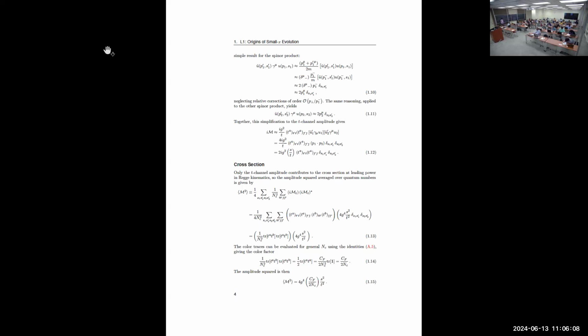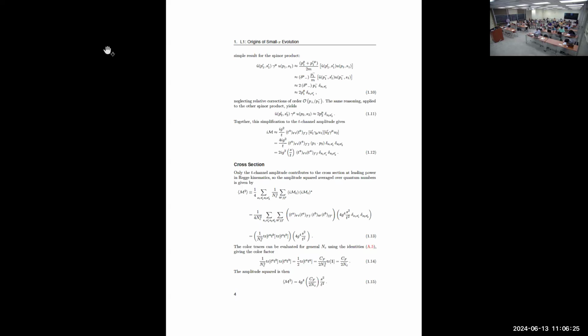So summing over the spins is easy. When I sum over, let's say, s1 prime and s2 prime, I kill the delta functions. Then I sum over s1 and s2 and I get a factor of 4. The 4 exactly cancels the 1/2 squared. So the sum over spins is easy.